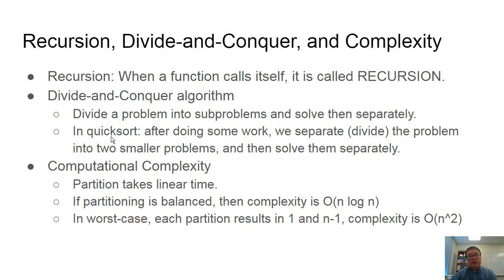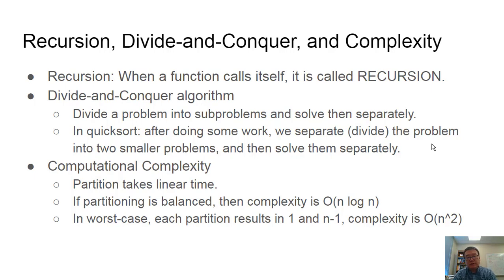In the case of quicksort, we need to do the work to decide how to divide the problem, which is basically the partitioning part, which actually takes linear time. So we need to partition the array into two subarrays. But after we divide it, then we just need to solve each of the subproblems. When the subproblems are solved, then the problem is naturally solved. We don't need to do anything after the subproblems are solved.